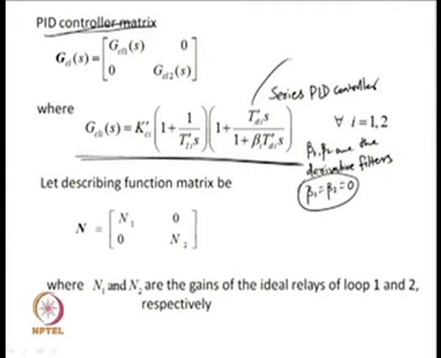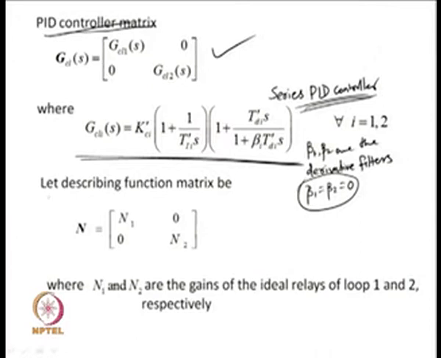Okay. Now, the controller in matrix form, and that too in diagonal form, is given by G_CL(s) is equal to diag[G_CL1(s), G_CL2(s)], where G_CLi(s) is equal to K_Ci dash times (1 plus 1 upon T_i dash s) times (1 plus T_d i dash s) upon (1 plus beta i T_d i dash s). Okay. So, we are using the series form of PID controllers.